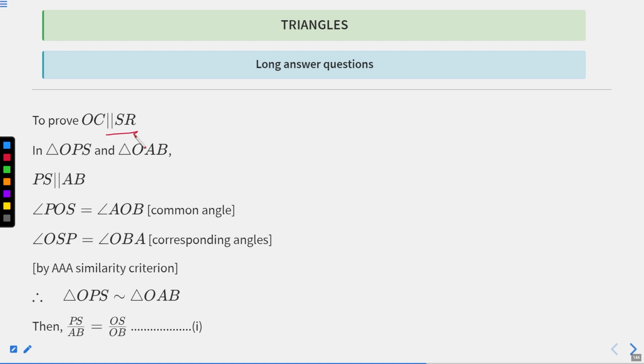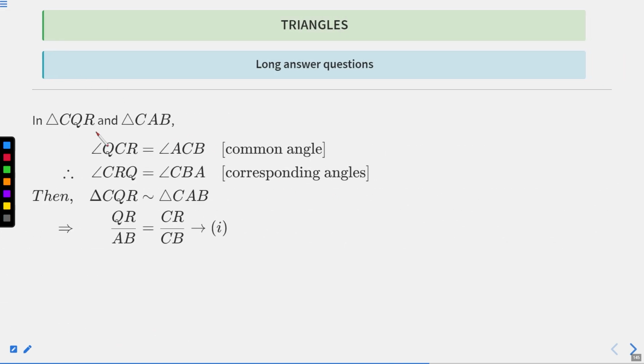In triangle OPS and triangle OAB, PS is parallel to AB, and angle POS is equal to angle AOB since they are a common angle, and angle OSP is equal to angle OBA, as they are corresponding angles. So by the angle similarity criterion, triangle OPS is similar to triangle OAB. Then PS by AB is equal to OS by OB, and naming this equation number 1.